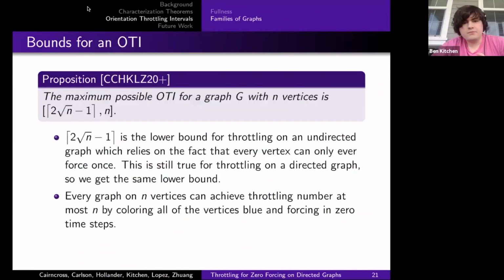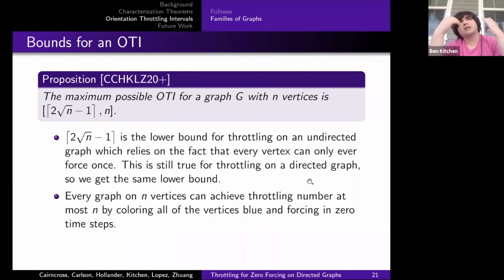So, with this concept of an orientation throttling interval, you might be wondering, are there bounds? Can throttling not get lower than certain values? Can it not get higher than certain values? And the answer is yes. In particular, the lower bound for throttling, regardless of orientation of the graph, is the ceiling of 2 root n minus 1, where n is the number of vertices in the graph, and the upper bound is just n, the number of vertices in the graph.